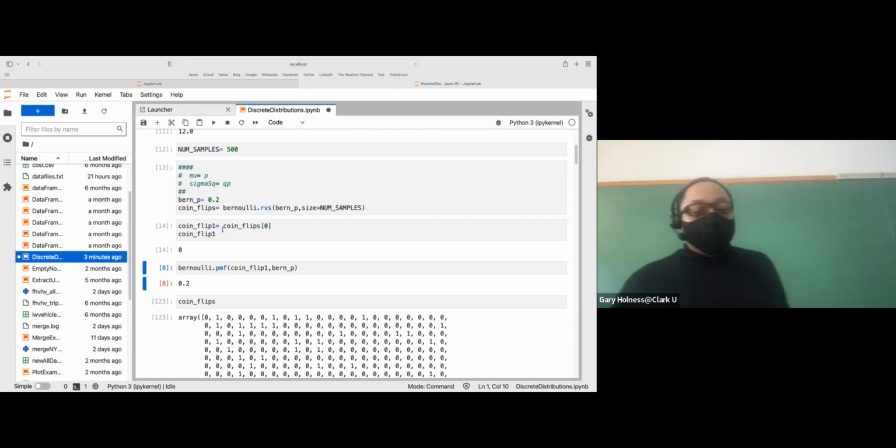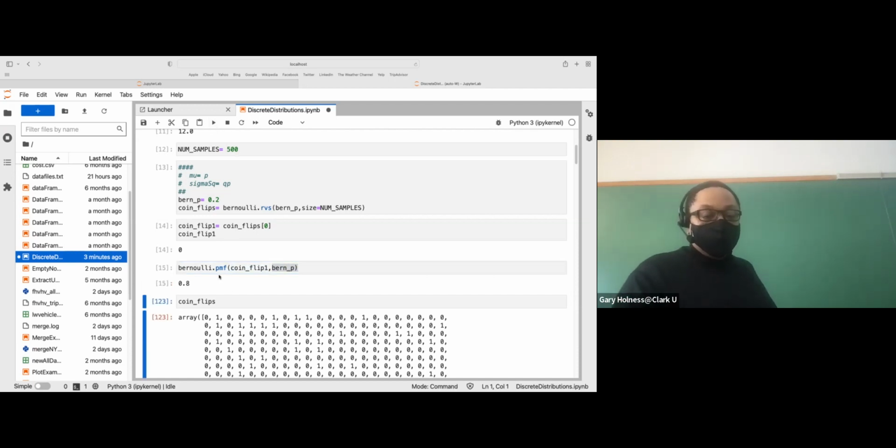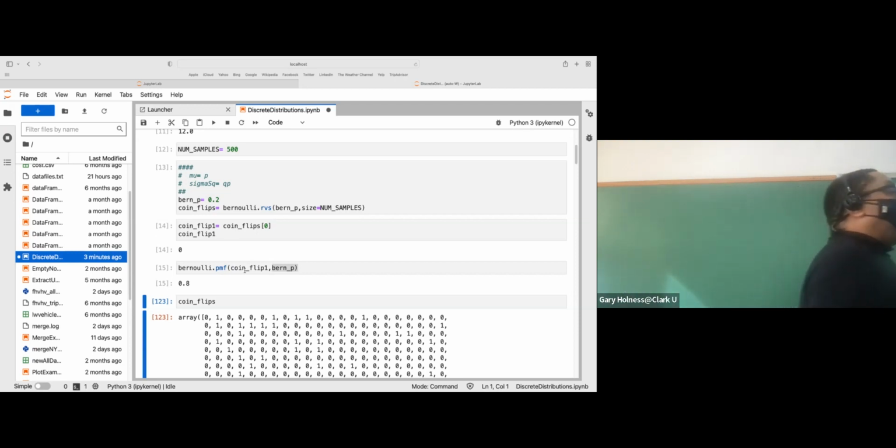I can evaluate, and this is also standard in this package, the probability mass function, so I call Bernoulli PMF. I give it the value, true or false, in the case of the Bernoulli, and then I give it the parameter, Bernoulli P. Okay, so it kind of makes sense. The probability of getting a zero is 1 minus the probability of getting a P, and it gives me 0.8, which is 80%. Does that make sense? Okay.